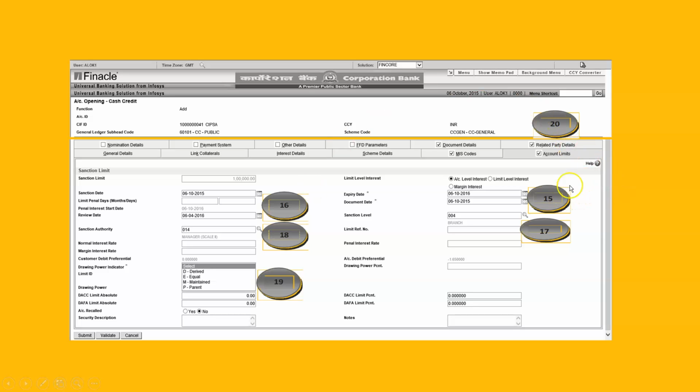Sanction level, go in the searcher, you get branch level, regional office level, zonal level, HO level, who is the authority, right? And derived here, you can see DP indicator, right? So this is an account limits. This is very, very important. Derived, equal, maintained, parent. Generally we choose derived in case of cash credit or overdraft against stock, or if it is overdraft against FD, we choose it as equal, right? The DP will remain as per the value of the fixed deposit that we have as security against OD or CC against fixed deposit. So I hope it's clear.